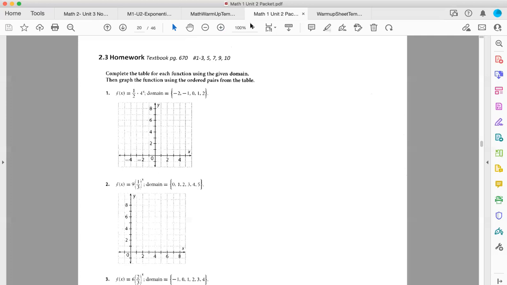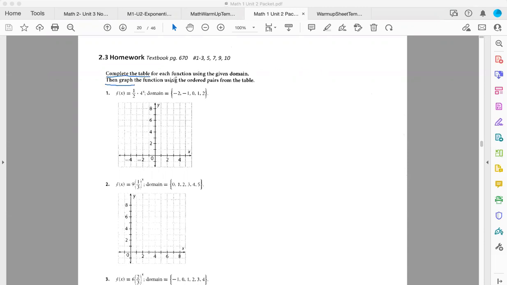So some of you may already know how to do 2.3 homework number 1, but I'm going to go over it anyway, just to make sure that everybody has this information. The question says complete the table for each function using the given domain, then graph the function using the ordered pairs from the table. So we have two things: complete the table, and therefore they're asking you to make a table, and then graph.